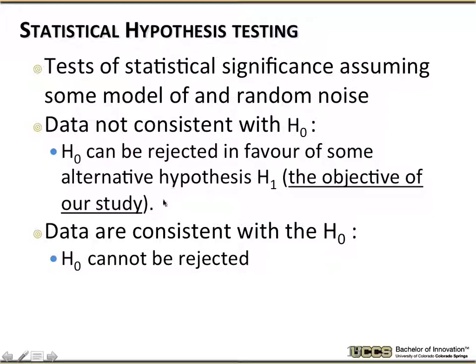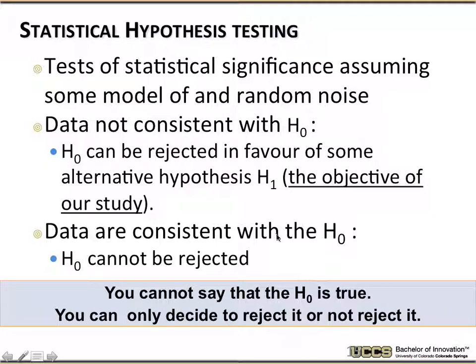So we say that given that set of data, we can then decide that we can reject the hypothesis in favor of our alternative hypothesis. And if they're not, we say they can't be rejected. You can't say that H0 is true, you just decide that it's rejected, which I think I've already covered.